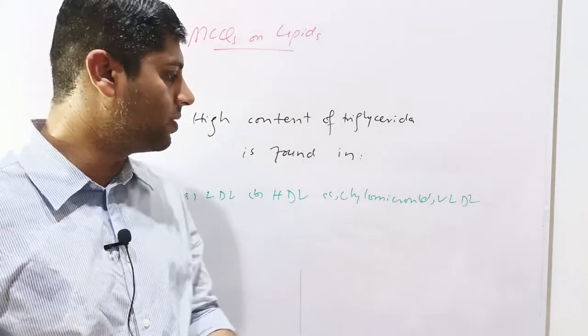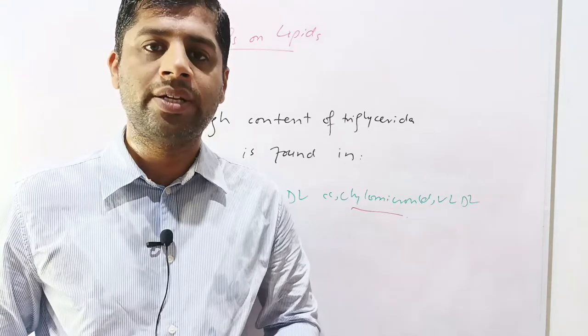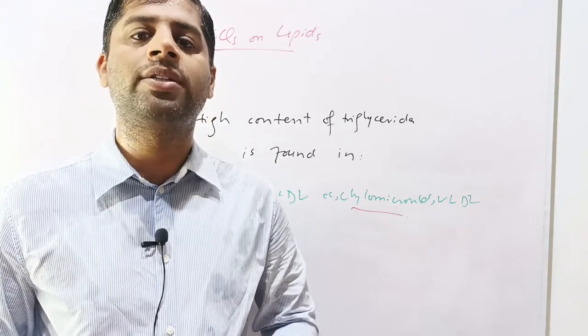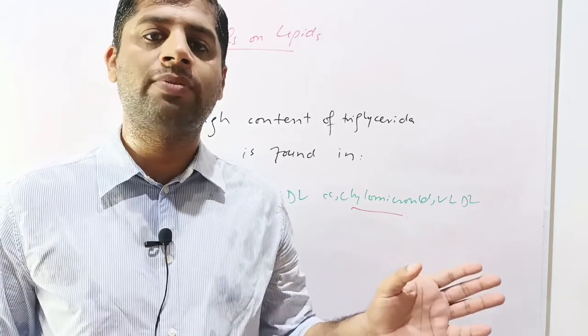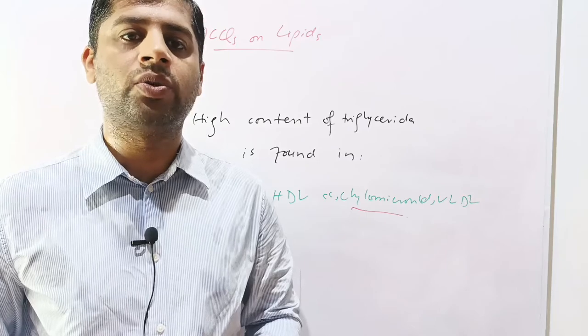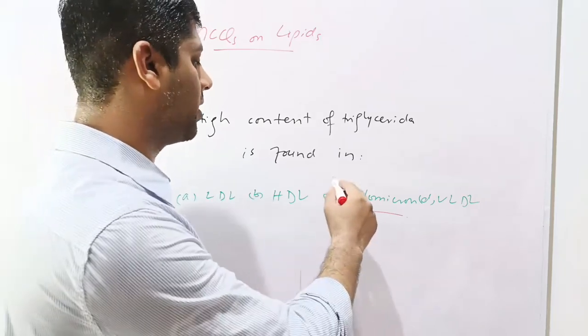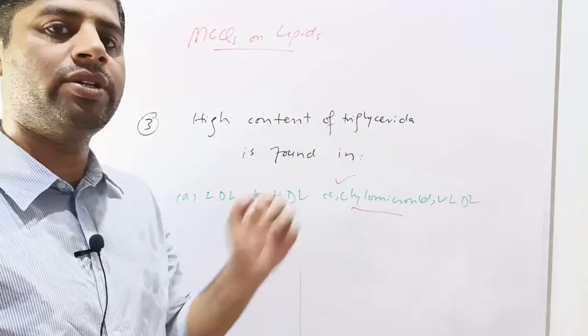But the chylomicrons are the large molecules of triglycerides. These are made up of lipoproteins and are synthesized in the enterocytes, the intestinal cells, which synthesize these chylomicrons from the dietary lipids. And these are made up of cholesterol, fatty acids and glycerols. So the option chylomicron is correct, that these are the large molecules of triglyceride having high content of the triglycerides.